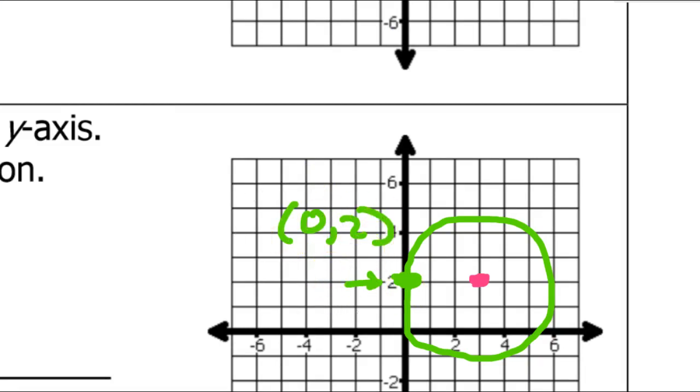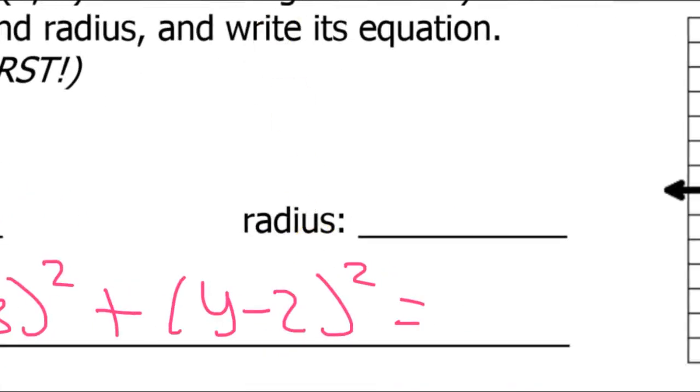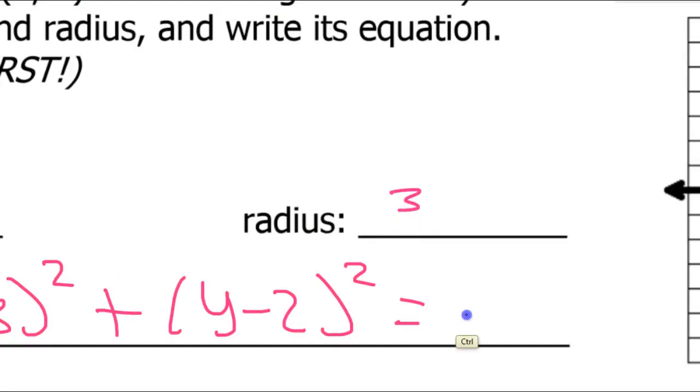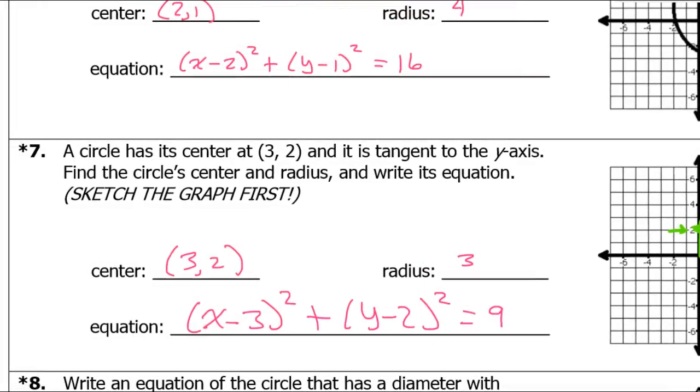Actually, that doesn't matter. The only thing I need right now is the radius. So the distance from the center to the y-axis where it touches is 3. So that's all I really needed. I needed to know that the radius was 3 so that I know that this will be 9 because it's the radius squared. So that is the answer to number 7.